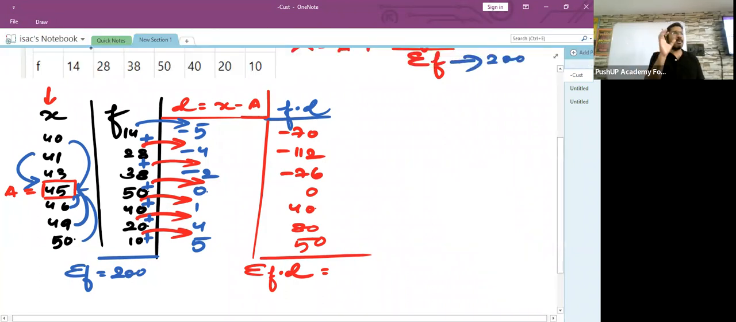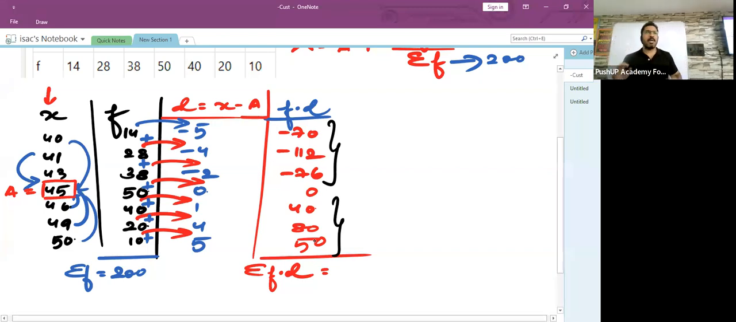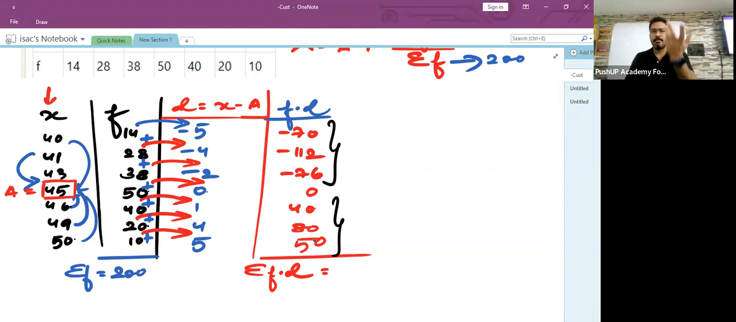When you're finding sigma f into d, you will have a couple of negative numbers and a couple of positive numbers. I just randomly use the word couple. It may be 3 and 3, it may be 4 and 3, it may be 2 and 4. It all depends on the assumed mean which you have taken. But one thing is for sure, you will have a few negative numbers and a few positive numbers in the column of f into d. You must have already solved sums based on this in school and experienced it, right?